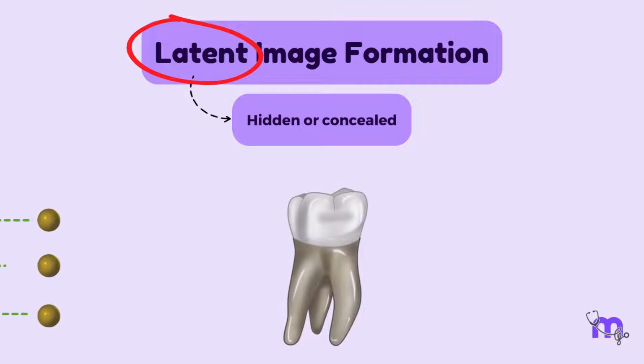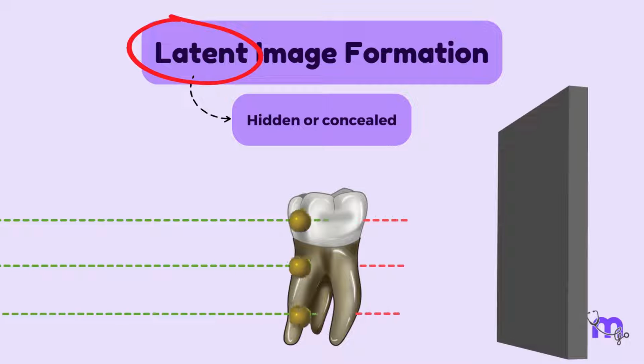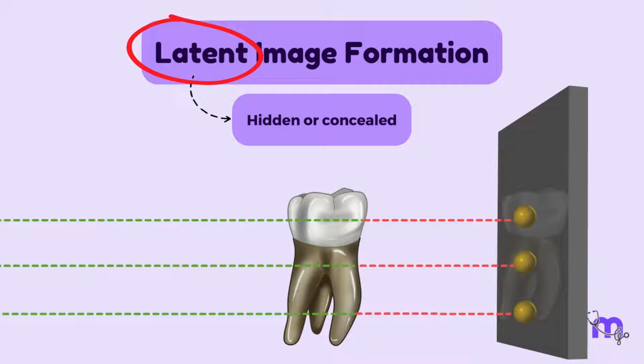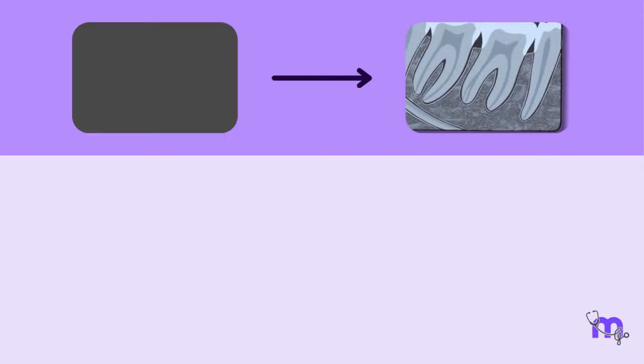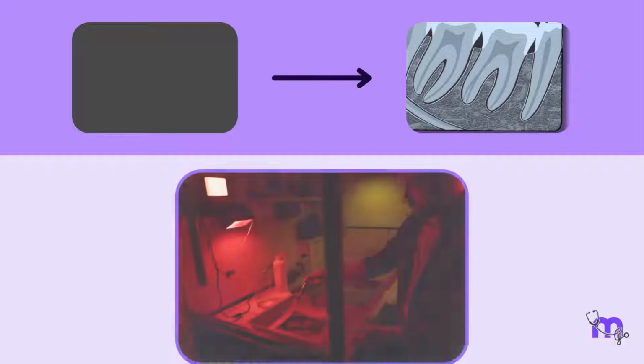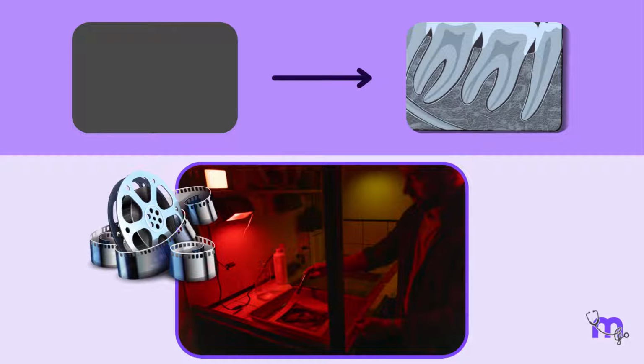A latent image is formed on the X-ray film when the X-ray photons exit an object and fall on the film. This is not visible to the naked eye, hence the name. The image becomes visible only after processing the X-ray film, which can be compared to how photographs were processed before digital cameras came into being.